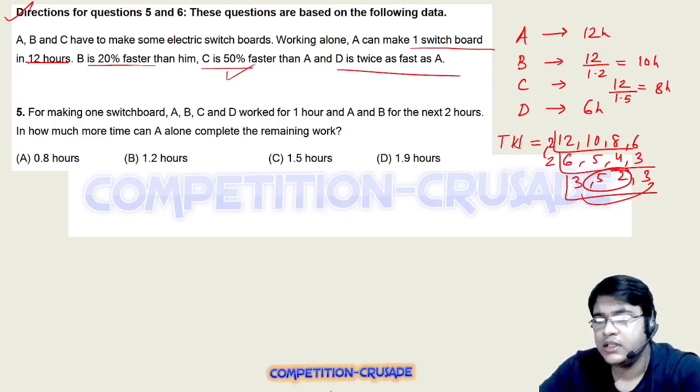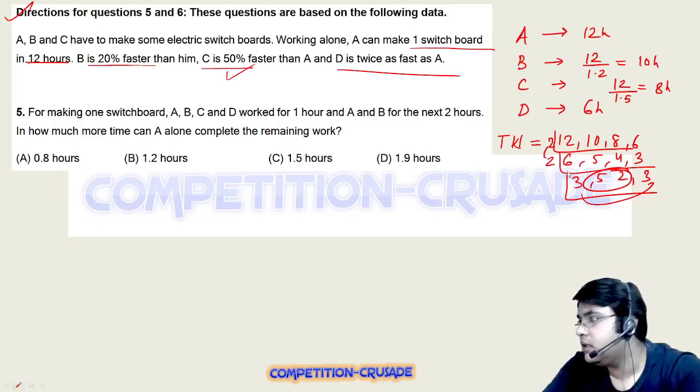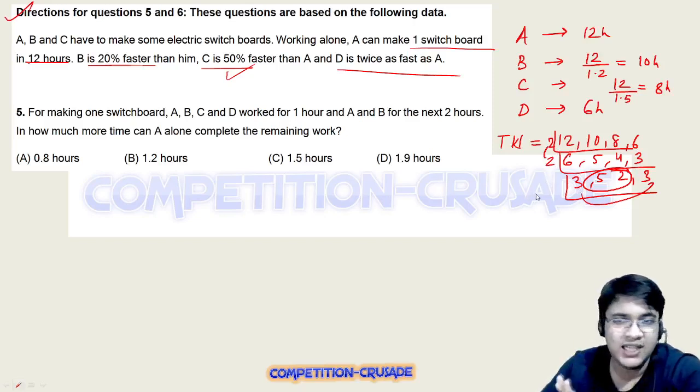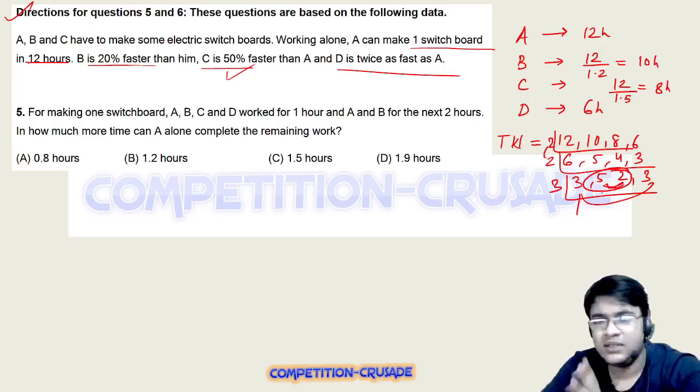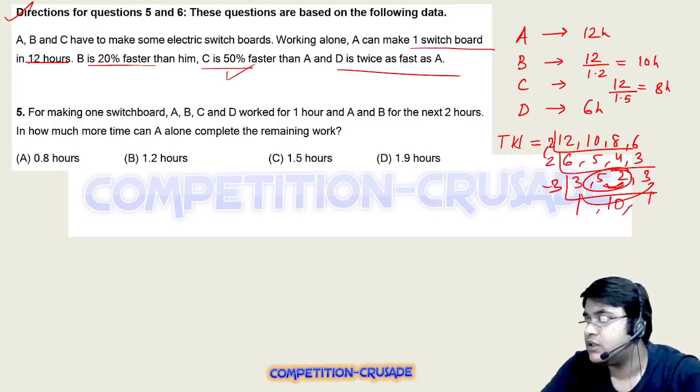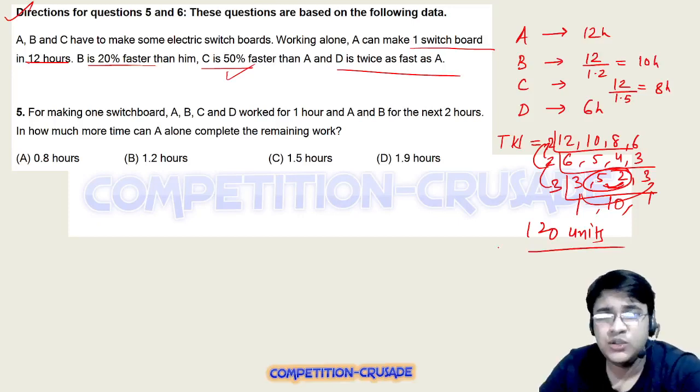I don't think it will be 360. I think it should be 120, because 120 is divisible by all of them. So 3 is common, right? 3 4s are 12, so 3 can be taken out. These are primes, they will not make any difference. In any case it is 10, so this is just 10. So 3 into 2, 6 into 2, 12. 12 into 10 is 120 units. This is the total unit.